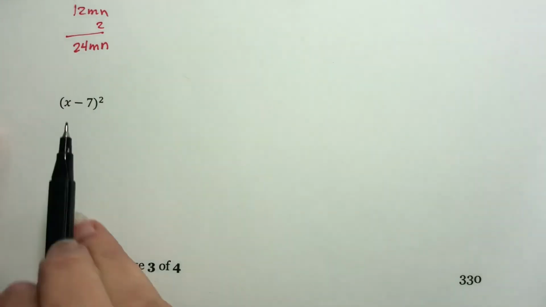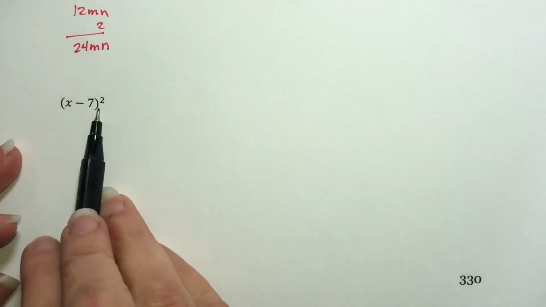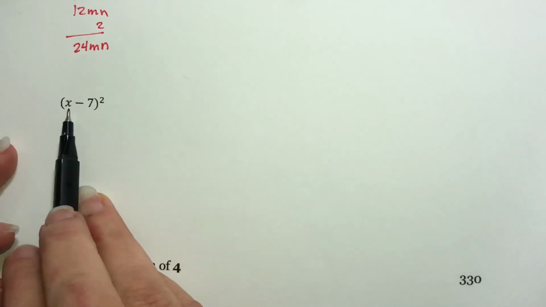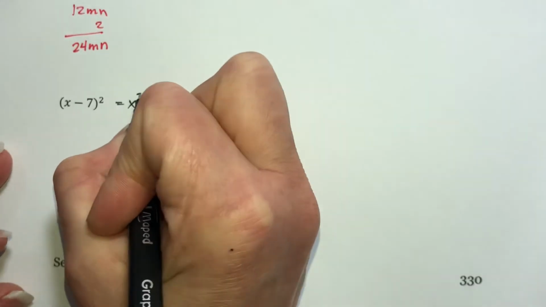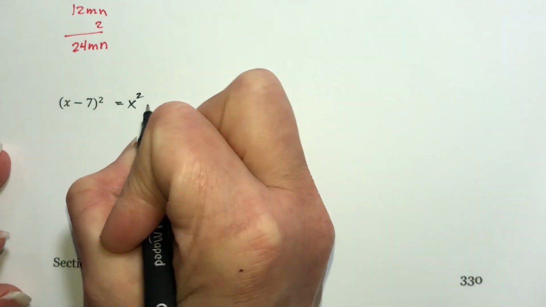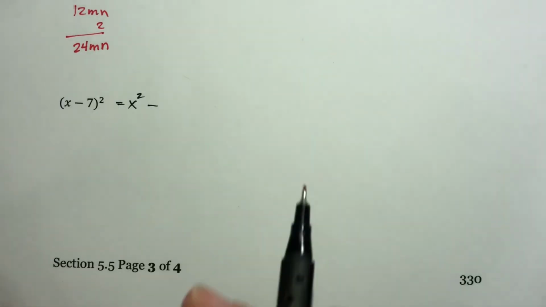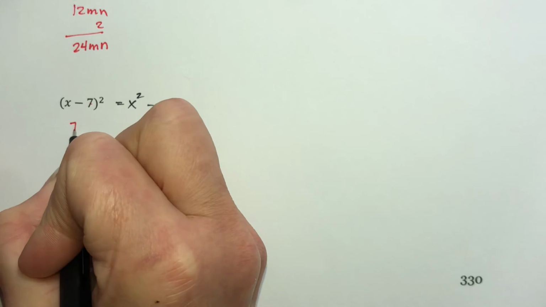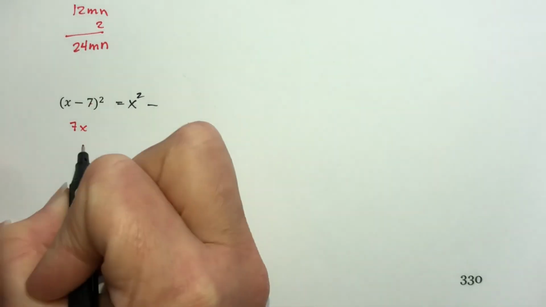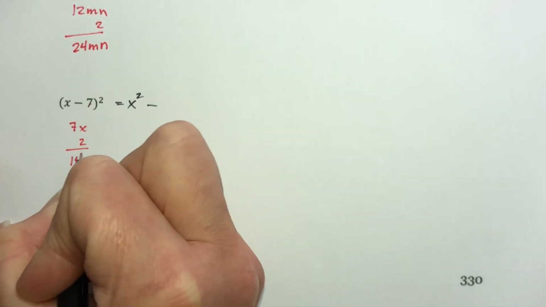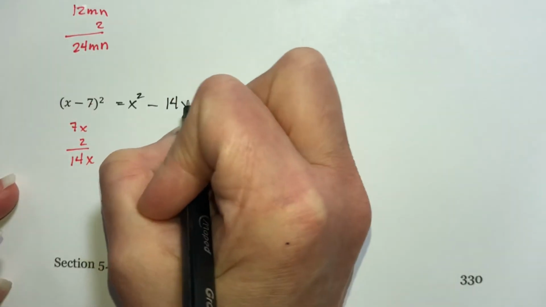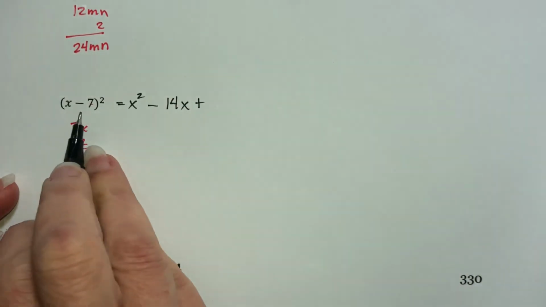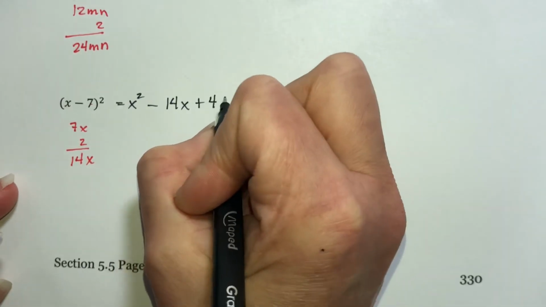Okay, one more of these, (x minus 7) all squared. Square your first term, x squared. Write down the sign from the middle, minus. Multiply these together, 7x. Multiply that by 2 to get 14x. So minus 14x plus 7 squared is 49.